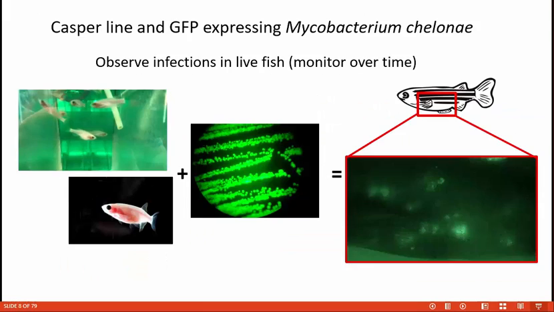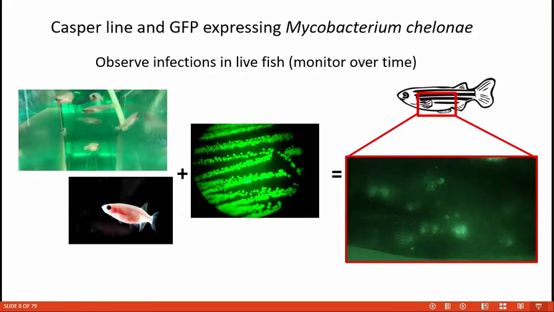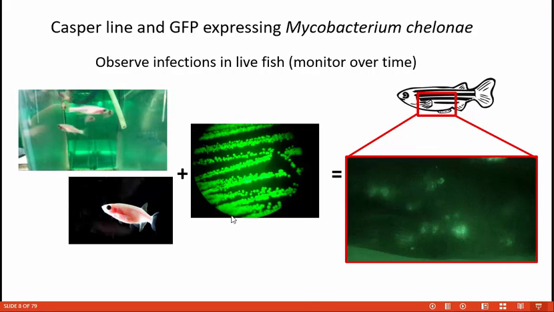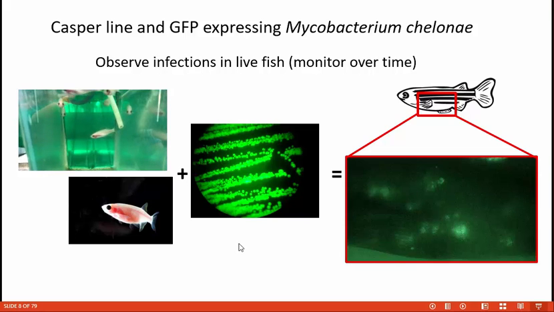So what we've been doing more recently is using Casper fish, where we can see through the body wall of the fish, and we use a fluorescent Mycobacterium colony, and therefore we can monitor these infections over time. So here's an infected fish. This is a cartoon, obviously. Imagine this is a Casper fish. And when we look under fluorescence, we can see right inside the fish, and we see these glowing dots. These are the granulomas, these aggregates of mycobacteria and host cells that tell us that this individual fish is infected.